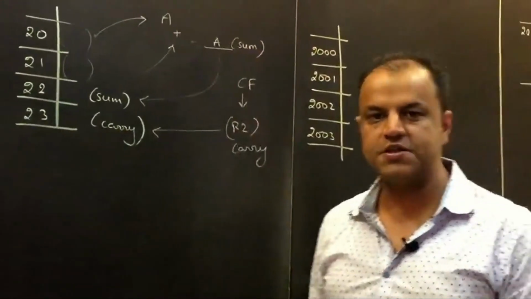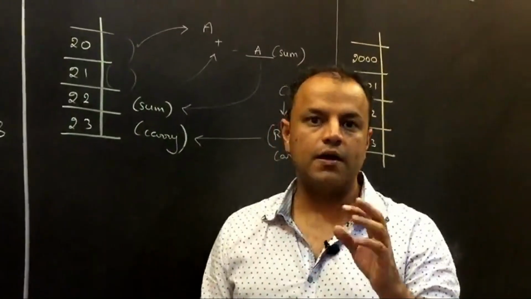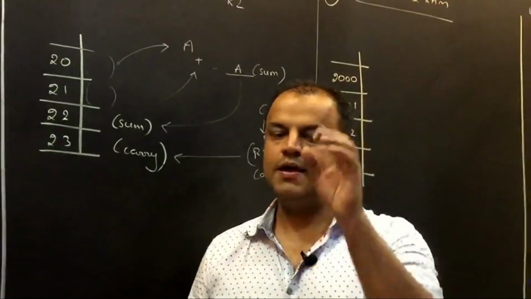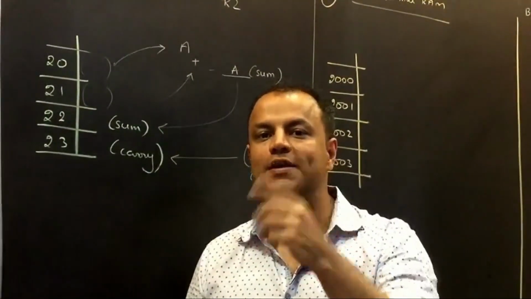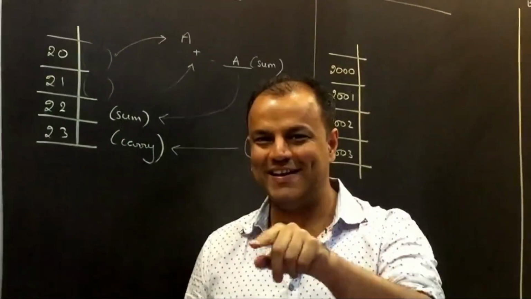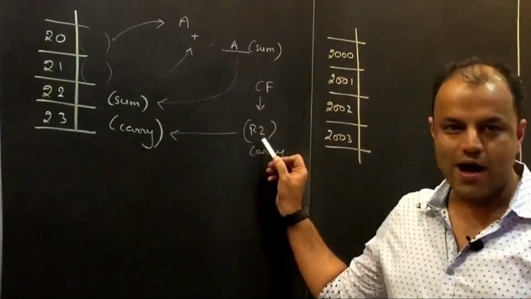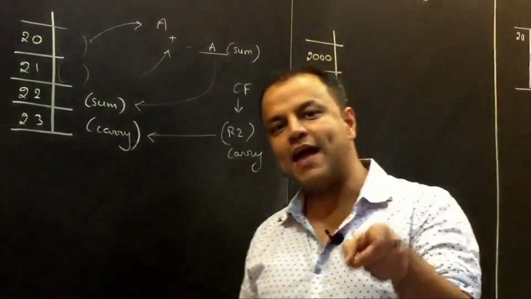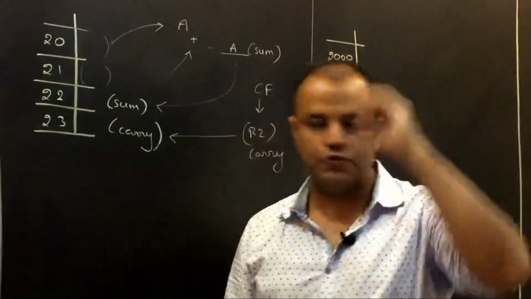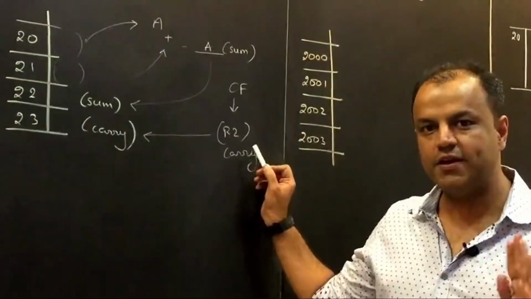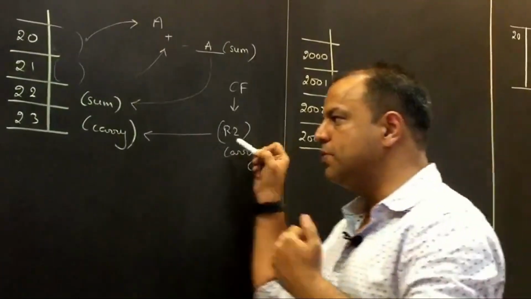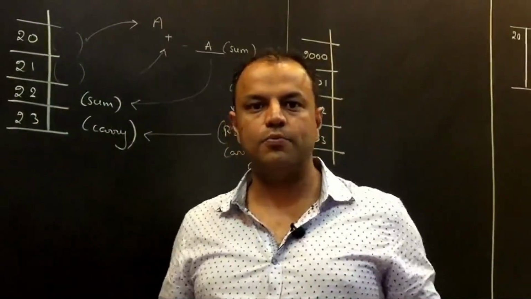So once you do this addition, check the carry flag. Now carry flag can be 0 or 1. If carry flag is 1, make R2 1. If carry flag is 0, make R2 0. So R2 will finally have the actual value of carry. Put the value of R2 at 23 and your program is over.